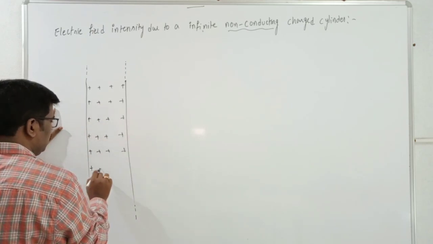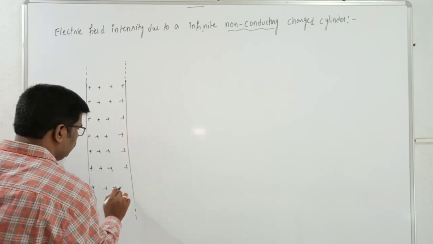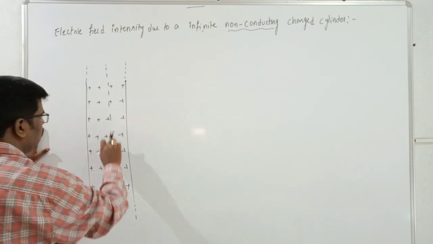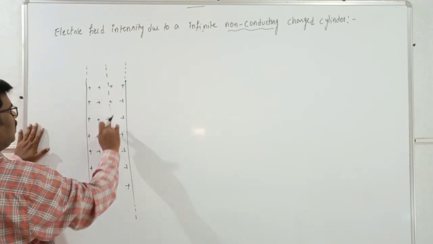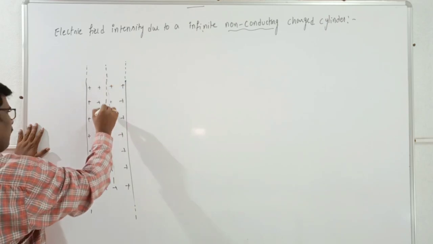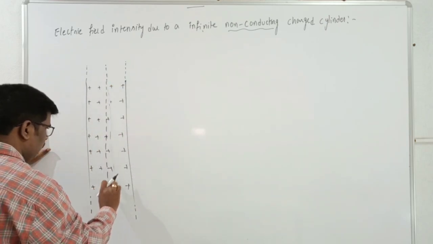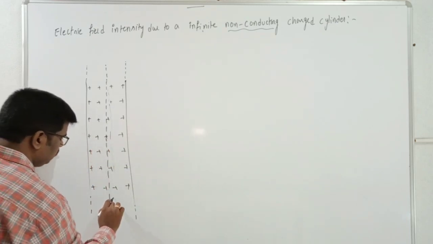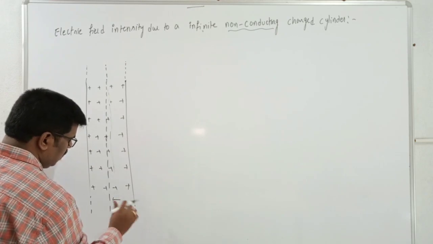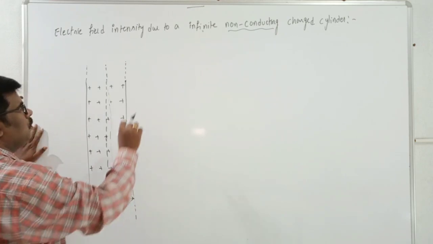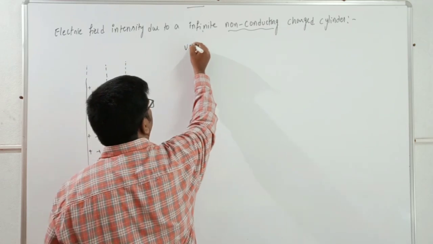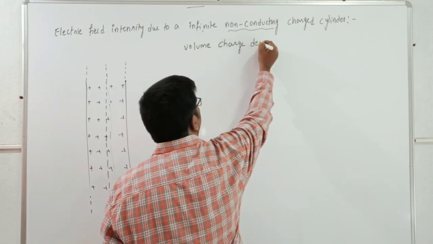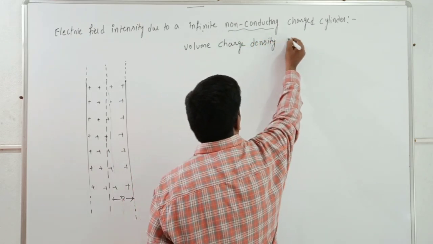Let us see, whose cylinder radius is. So we are going to take the axis here like this, and whose radius is R, capital, and whose volume charge density is rho.